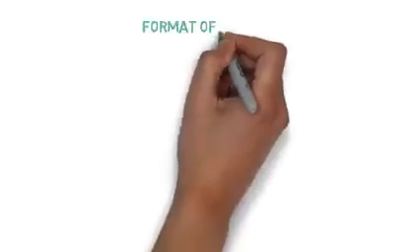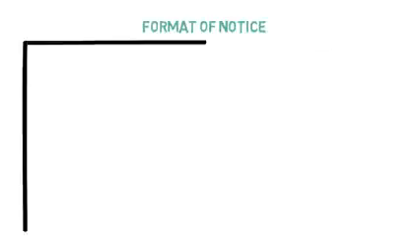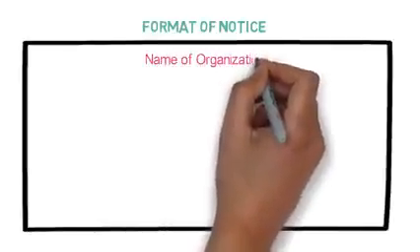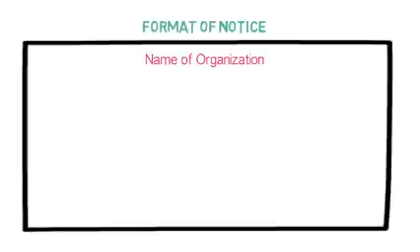Let's look into the format of notice writing. A rectangular box needs to be created where we are going to write the notice. In that box, in the top middle portion, the name of the organization which is issuing the notice must be written. Then right below it, the word notice needs to be written.